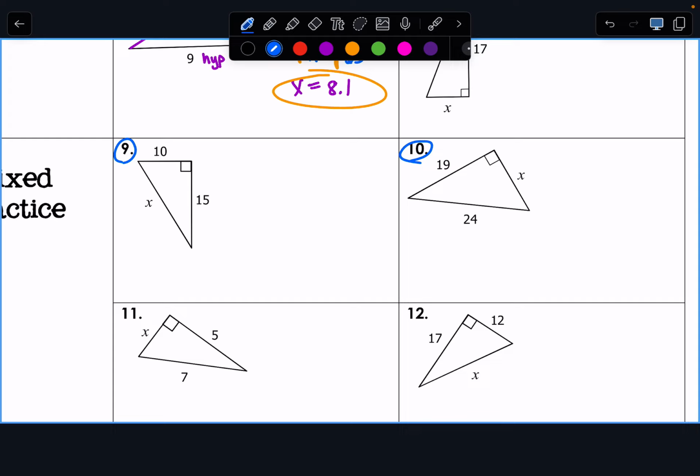I like hearing the comparing of answers. It doesn't have to be completely silent in here.